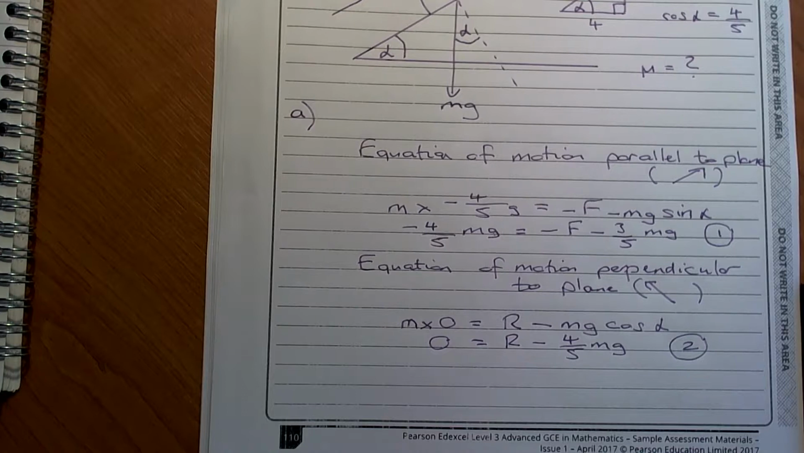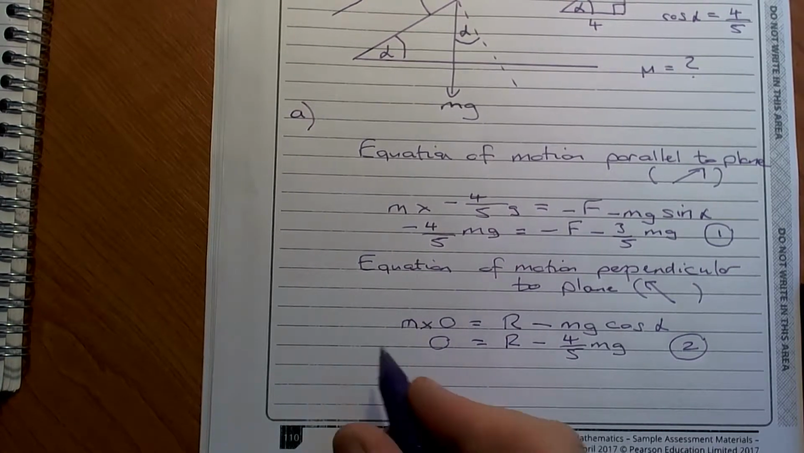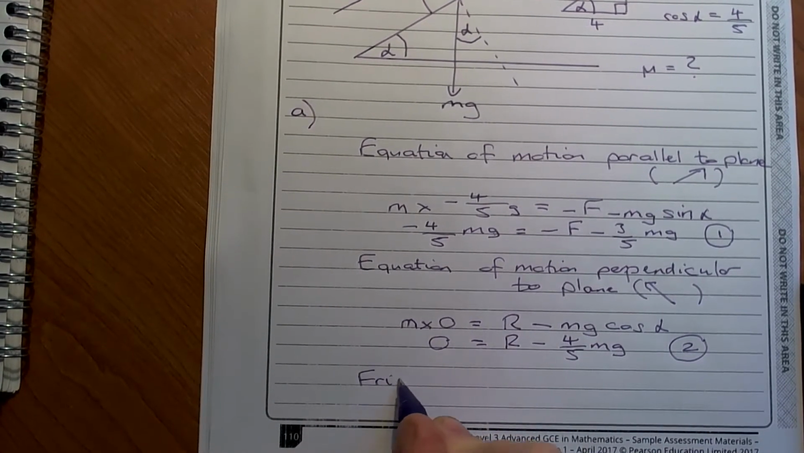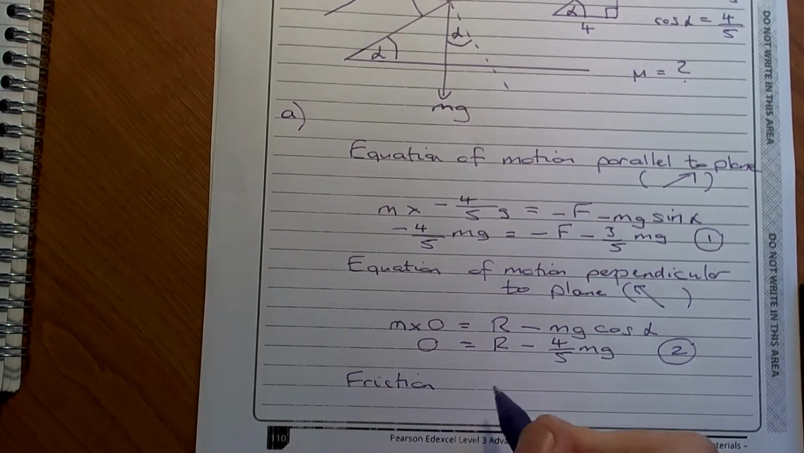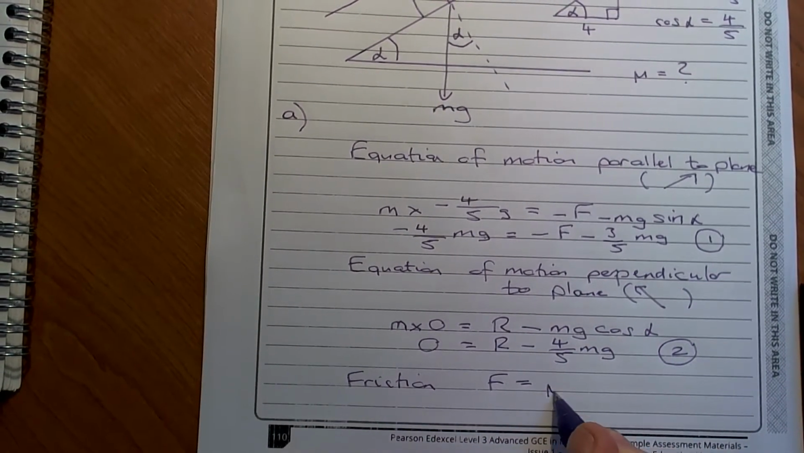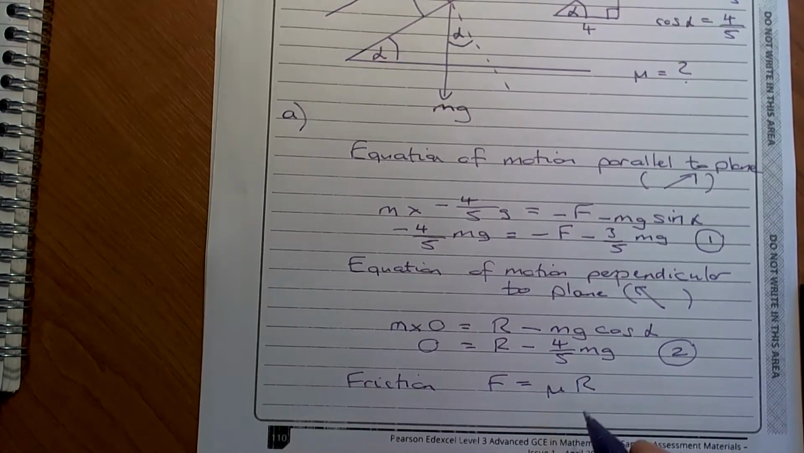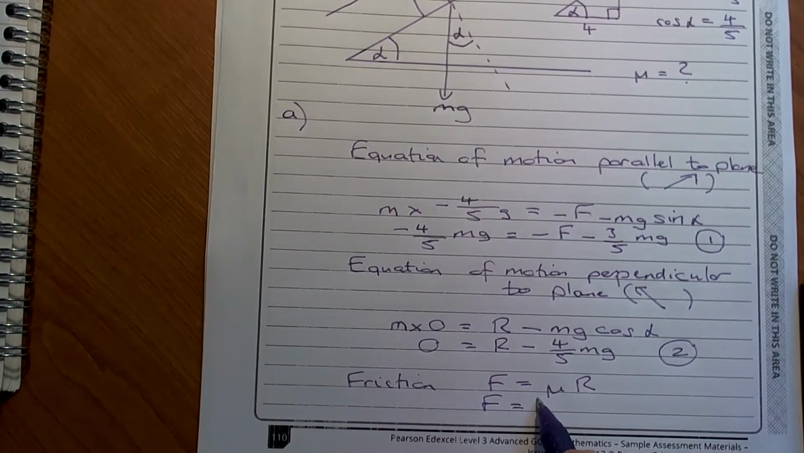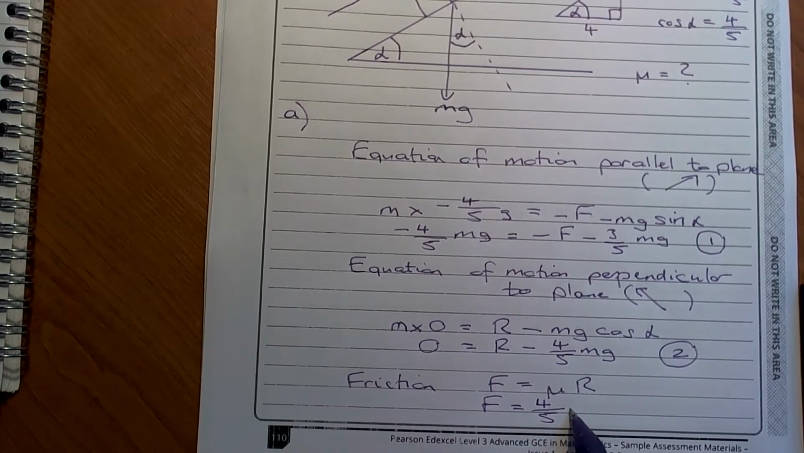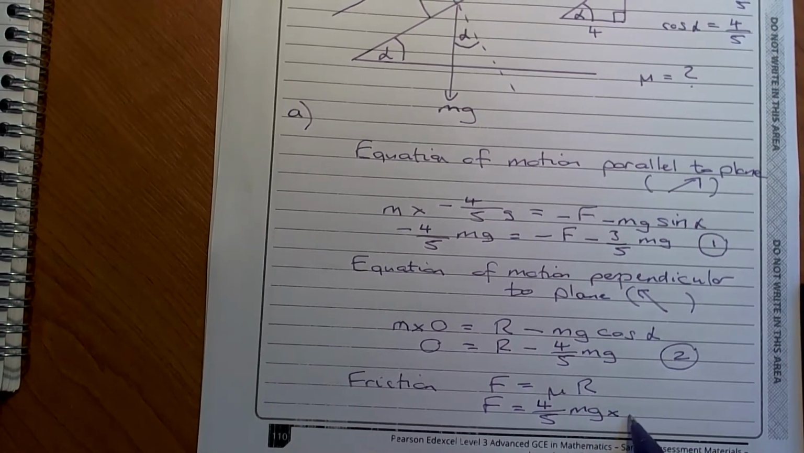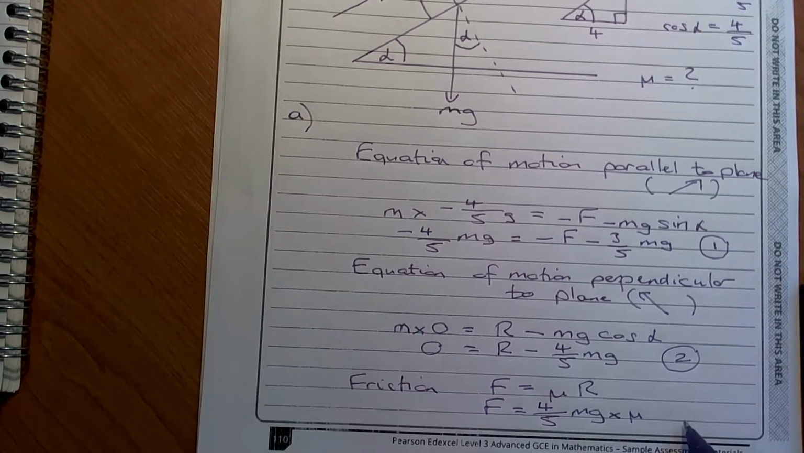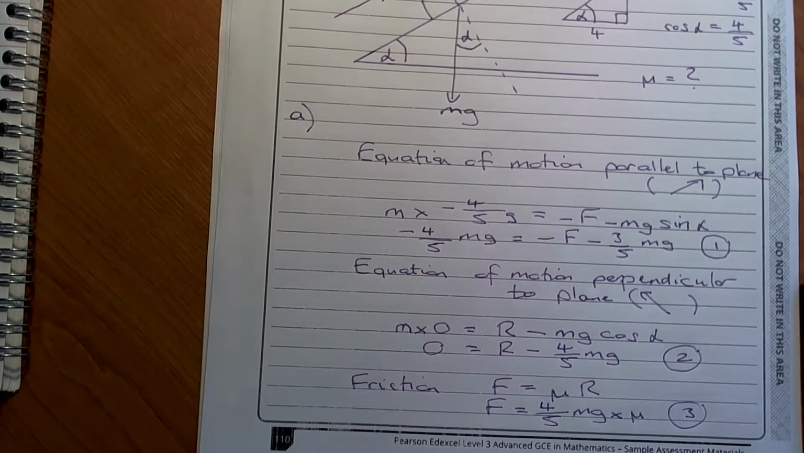Now the last equation we want to set up is to do with limiting friction. So with friction, I'll detail what I'm doing with this here. Friction, F is going to equal mu R. And what do we know already? Well, we know already from number 2 that R equals 4/5 mg. So I'm just going to rewrite this as F equals 4/5 mg times mu. And I'm going to call that equation 3.